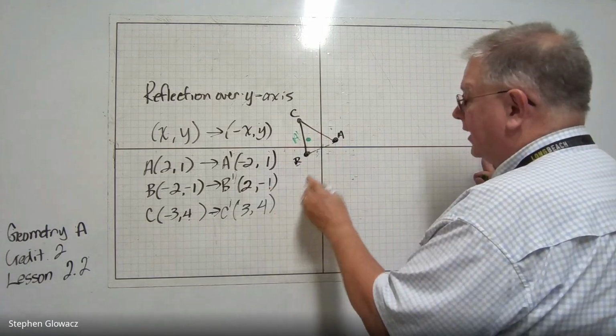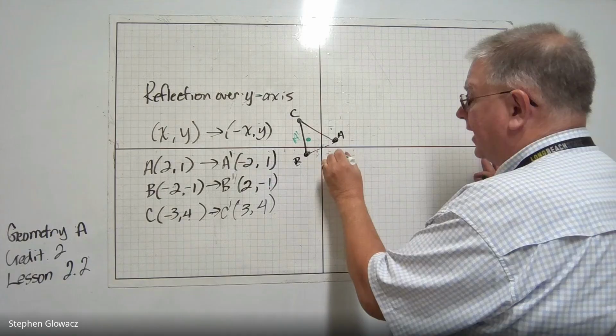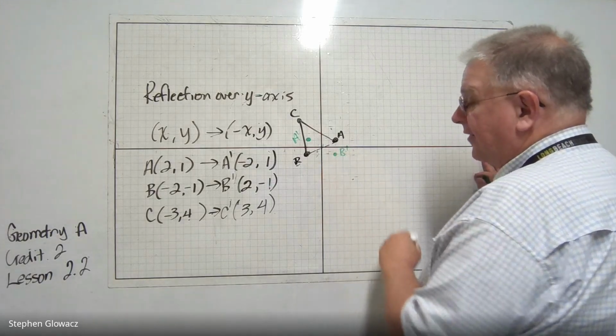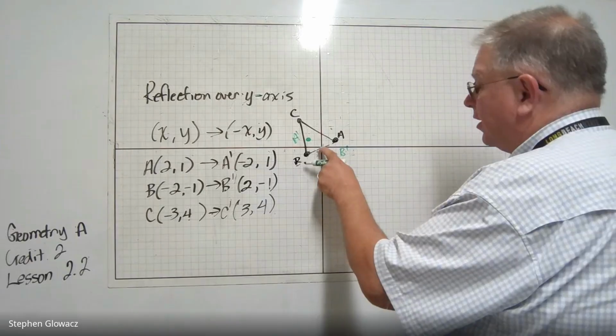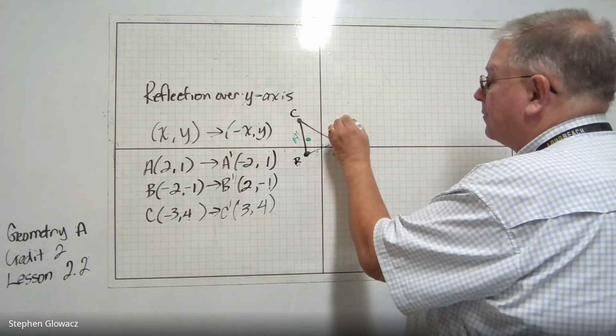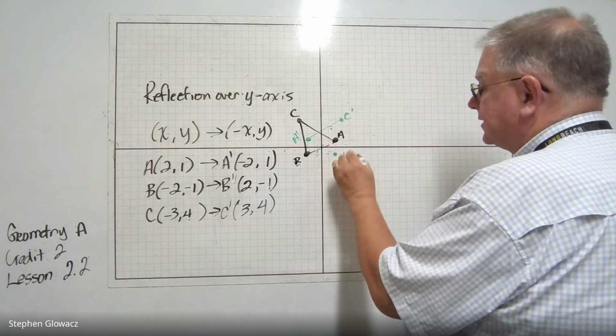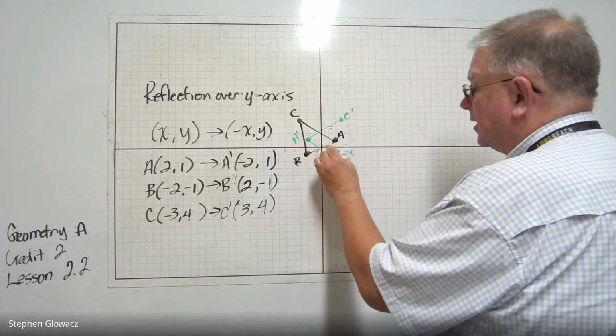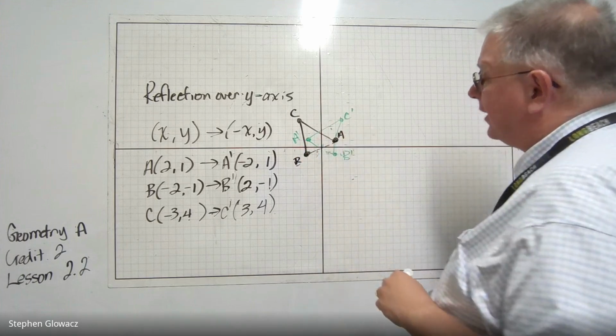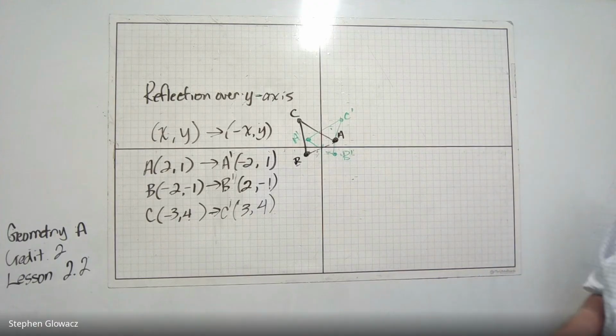2 and negative 1 is our B prime. So 2 to the right, 1 down. And then finally, 3 and 4, 3 to the right and 4 up, is our C prime. And so we connect those points, and we can see that that is a reflection over the y-axis.